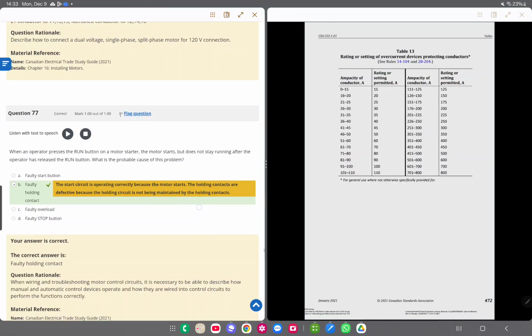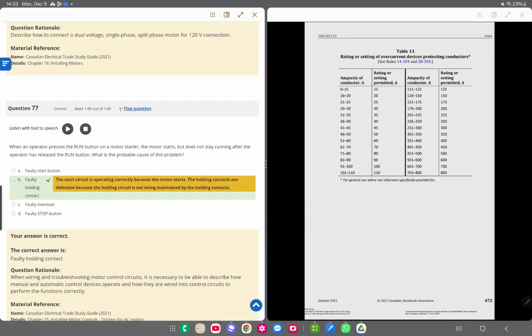When an operator presses the run button on a motor starter, the motor starts but does not stay running after the operator has released the run button. What is the probable cause of this problem? It's a faulty holding contact. The start circuit is operating correctly because the motor starts. The holding contacts are defective because the holding circuit is not being maintained by the holding contacts.